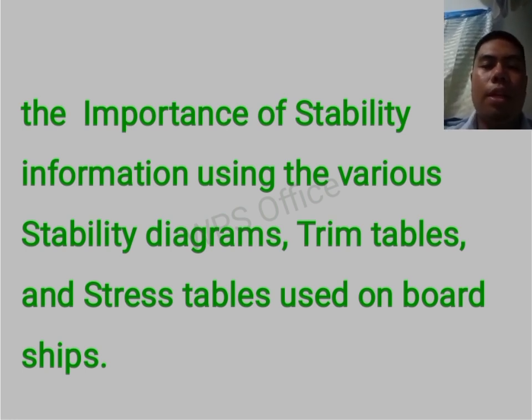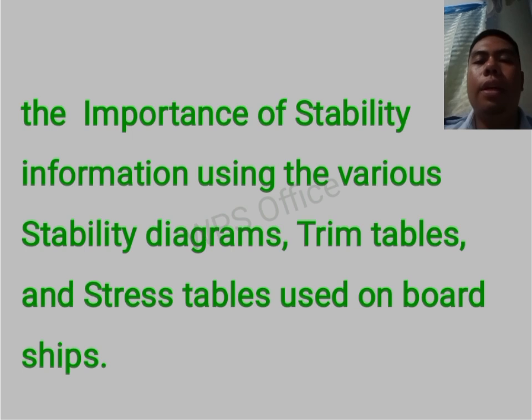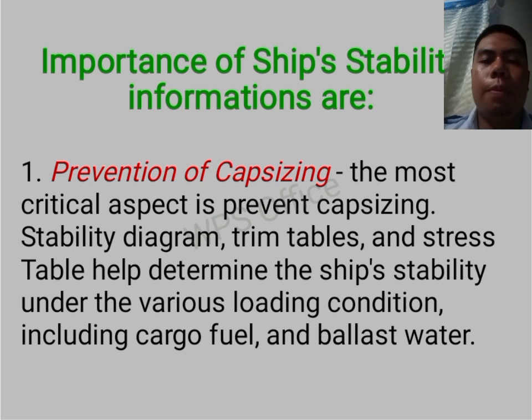The importance of understanding stability information using various stability diagrams, trim tables, and stress tables used on board ships. Number one is prevention of capsizing. The most critical aspect is to prevent capsizing. Stability diagrams, trim tables, and stress tables help determine the ship's stability under various loading conditions, including cargo, fuel, and ballast water. By understanding the ship's response to different loads and environmental factors such as wind and waves, a crew can make informed decisions to avoid exceeding safe limits and prevent capsizing.